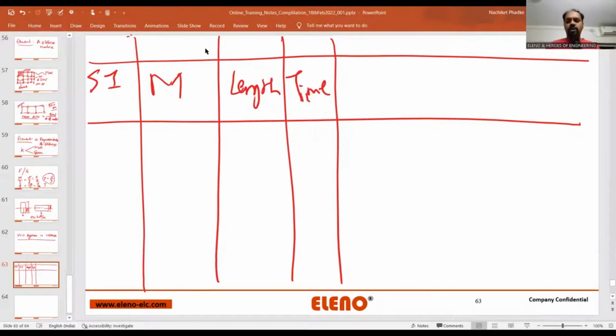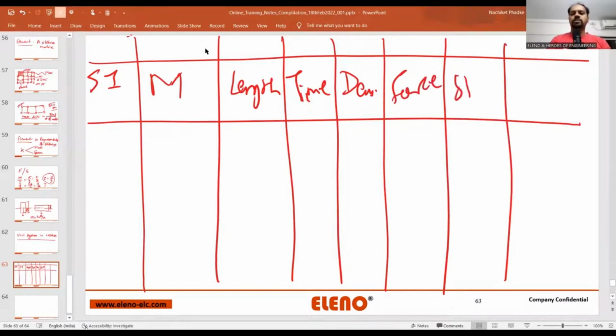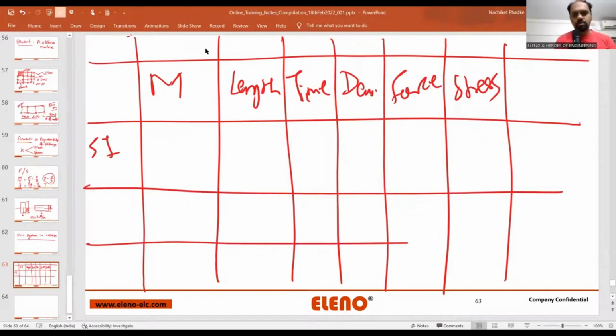The next is we are going to go forward with dependent units. Let's say stress, or first we'll go by density. Then we'll go by stress or force, first of all force, and then we'll go by stress. So for SI, we have mass, length, time, density, force, and stress. If I just replace this SI here, I think this will be better. Yeah, looks fine.